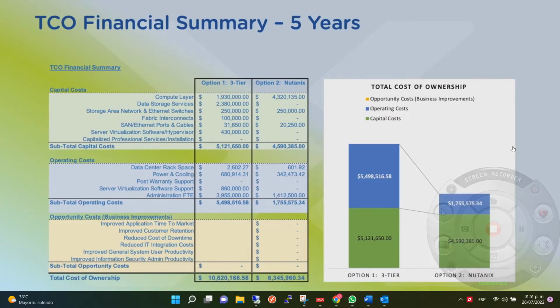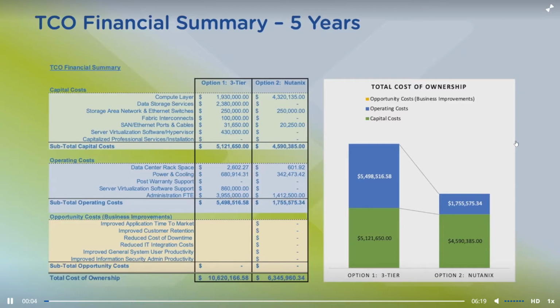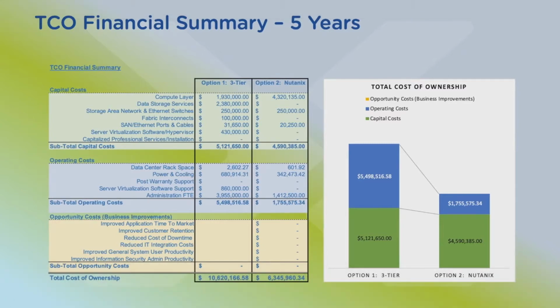This is the customer TCO analysis for Nutanix versus three-tier IT alternative. The cost overview is divided into capital costs and operating costs. The capital costs of Nutanix solution are lower, mainly due to the significant cost savings through the use of AHV.